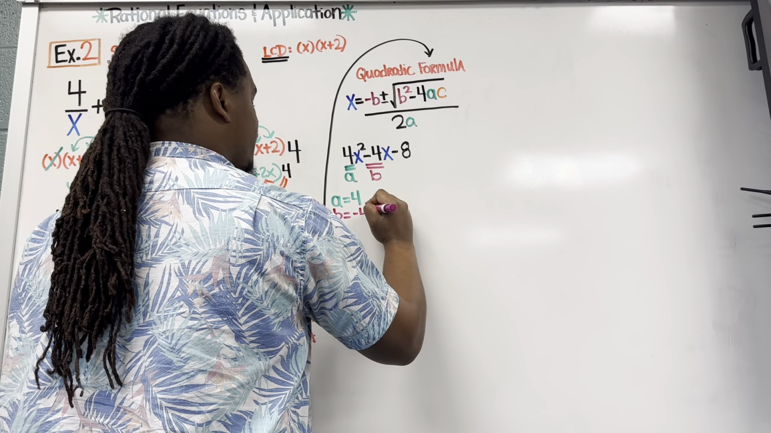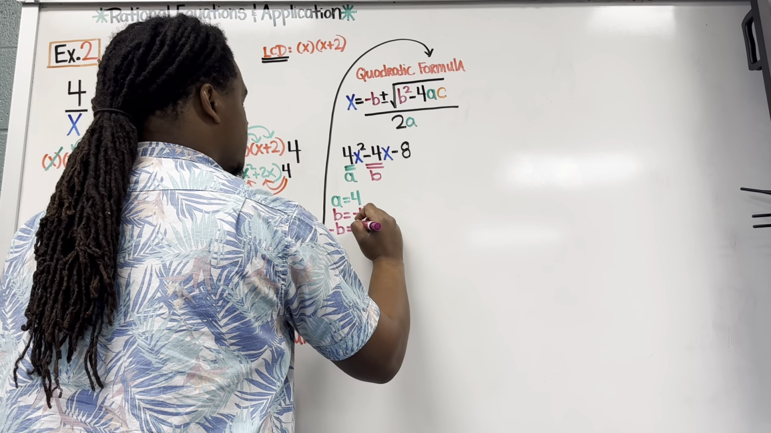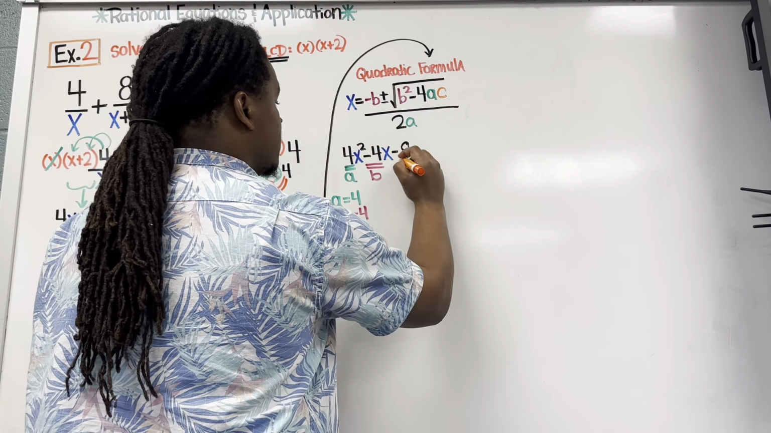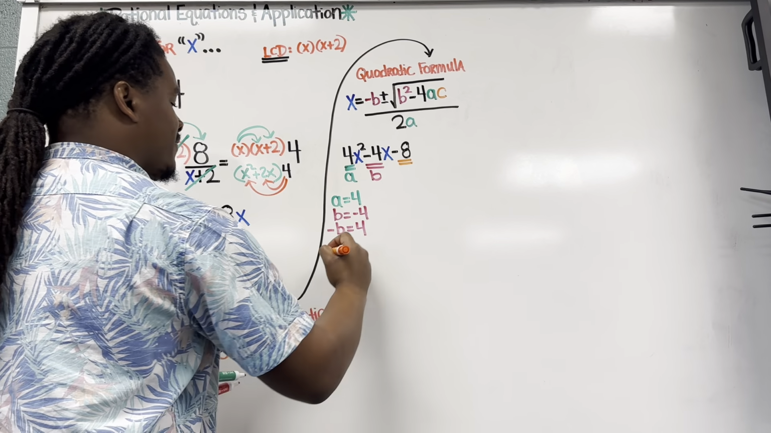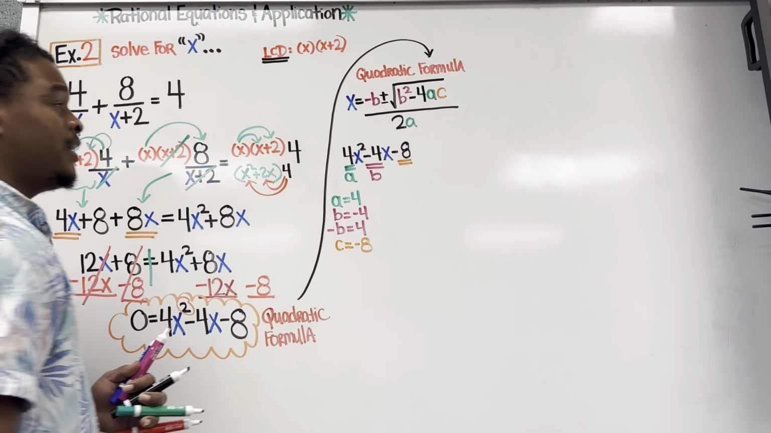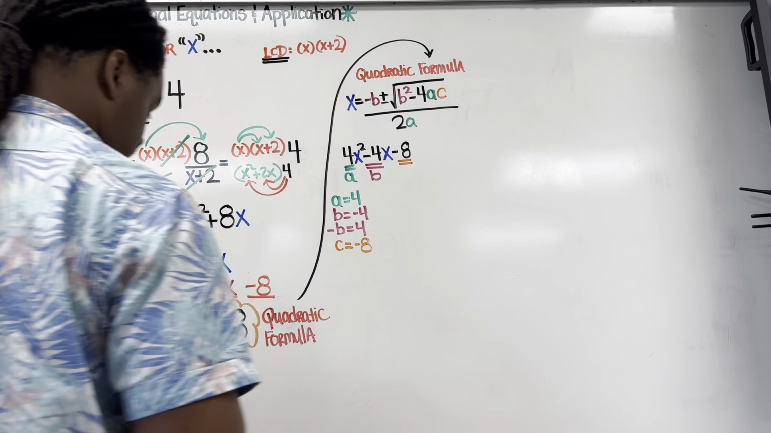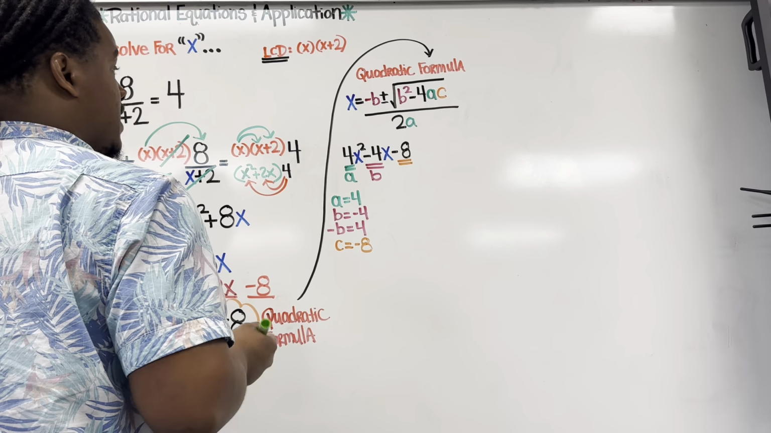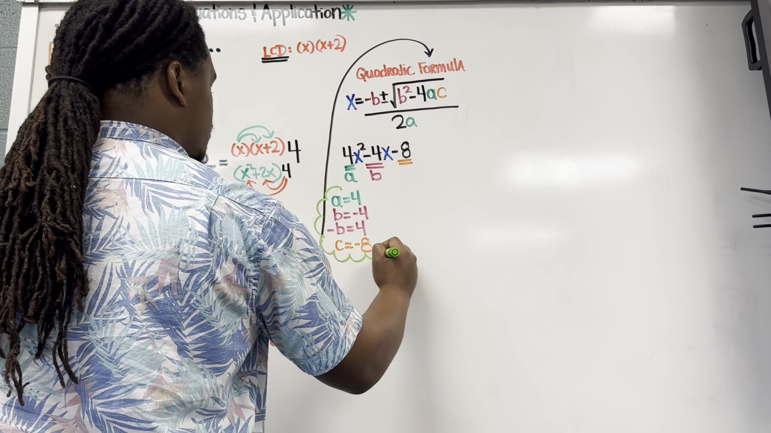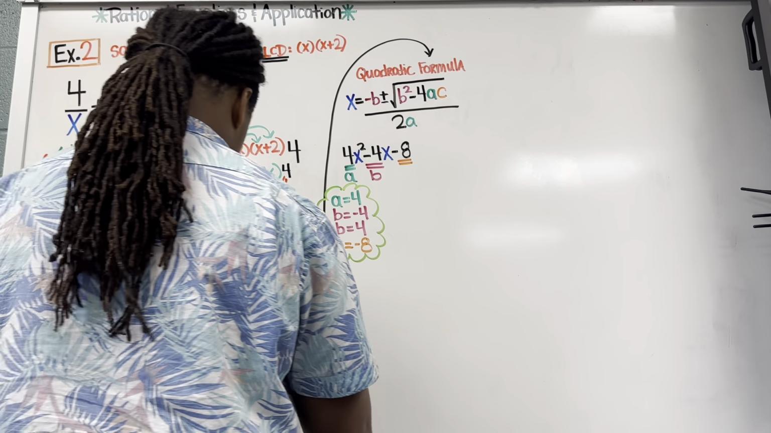Now, if B is negative 4, guys, then that means that negative B is positive 4, which is the opposite, right? And then C, guys, C for constant, the only constant we have is negative 8. So C is going to equal negative 8. And all we're going to do, guys, is just plug those particular values inside of the quadratic formula to find out the possible values of x that will make this rational equation true.